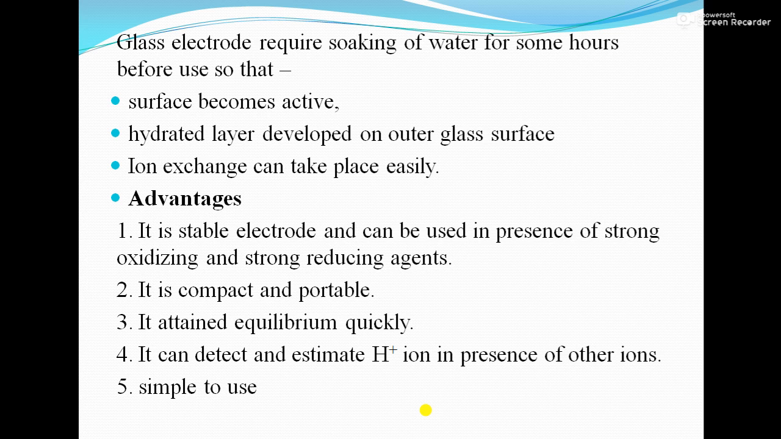First, it is a stable electrode and can be used in the presence of strong oxidizing and strong reducing agents. Second, it is compact and portable. So you can see it is compact and portable in the diagram. Third, it attains equilibrium quickly. Fourth, it can detect and estimate H plus ion in the presence of other ions. And fifth, it is simple to use. So that is the glass electrode.